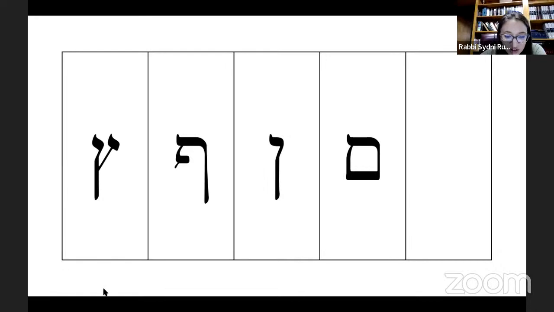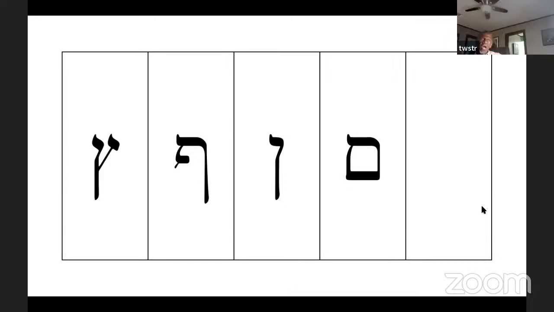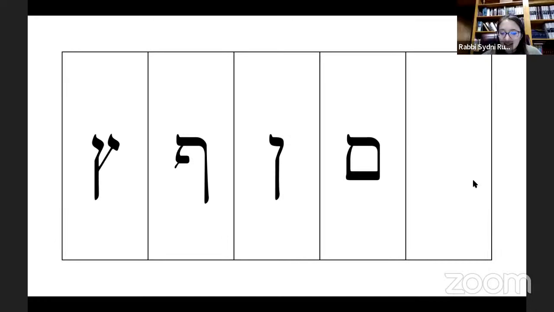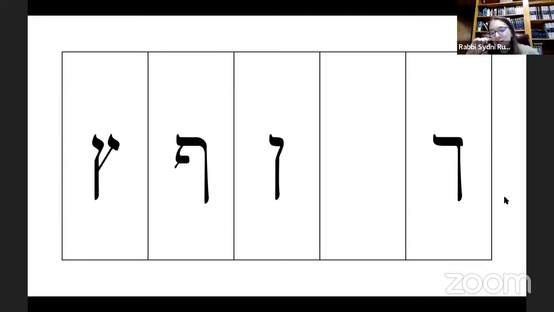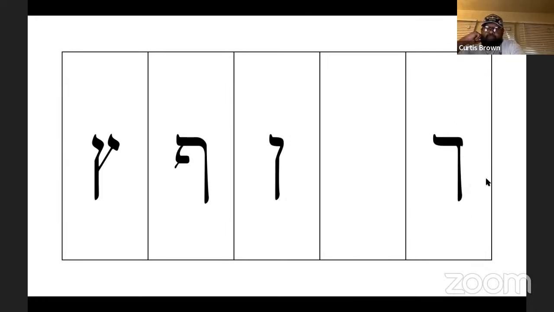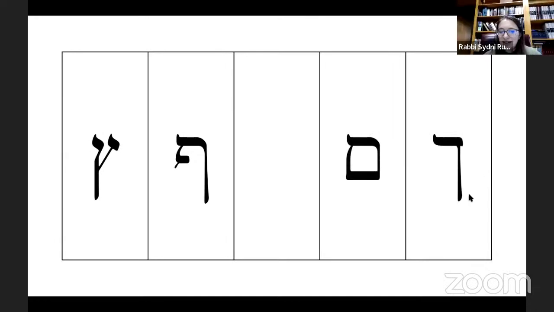Now I'm going to ask Dr. Strain, what Sofit letter is missing here out of the 5 Sofit letters? It's the Kaf Sofit. Is it Kaf, or is it another letter that sounds like Kaf? No, it's Kaf. Chaf. There we go. Nice. Chaf Sofit. Great. Curtis, what letter is missing? Mem Sofit. Nice. Kayla, what letter is missing? We have a Fe Sofit.